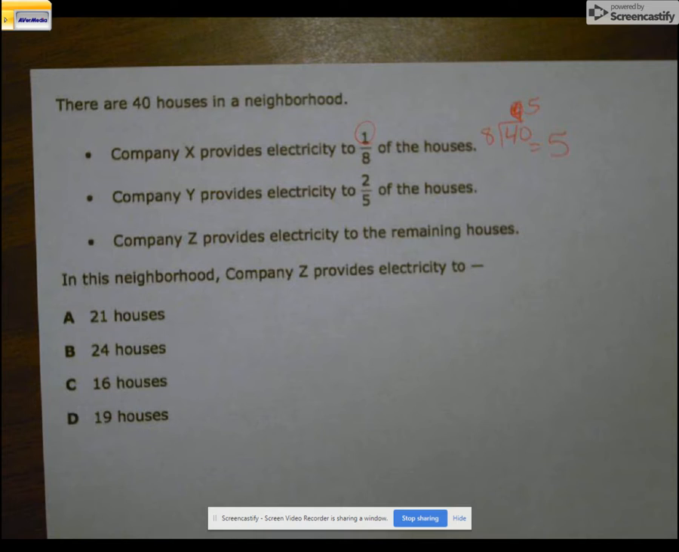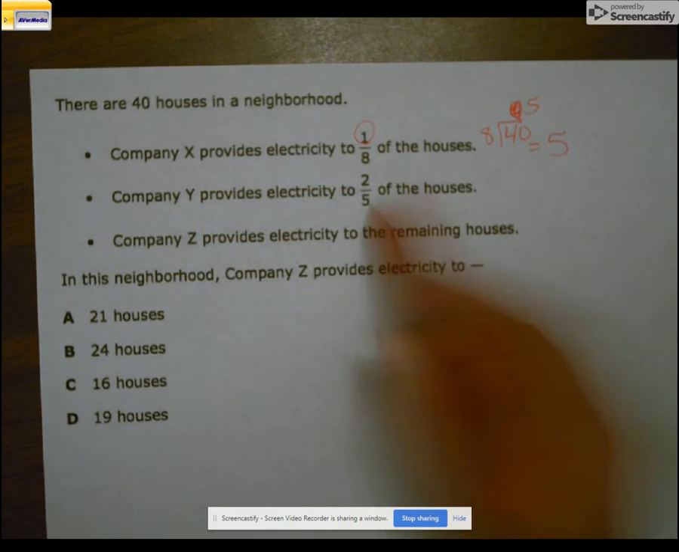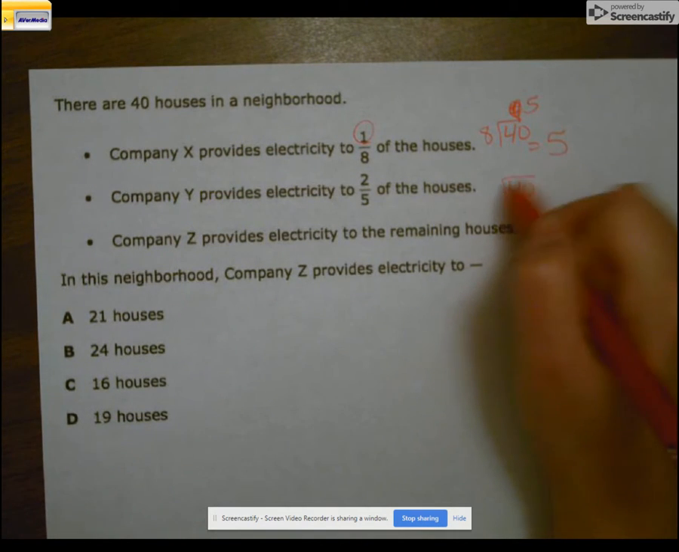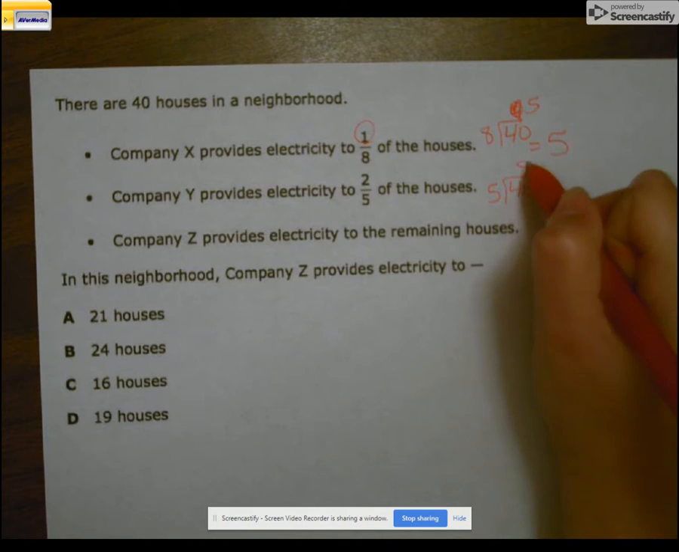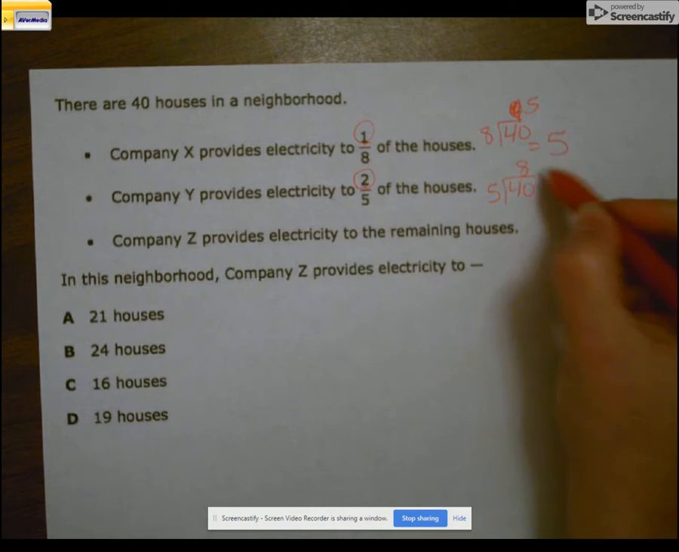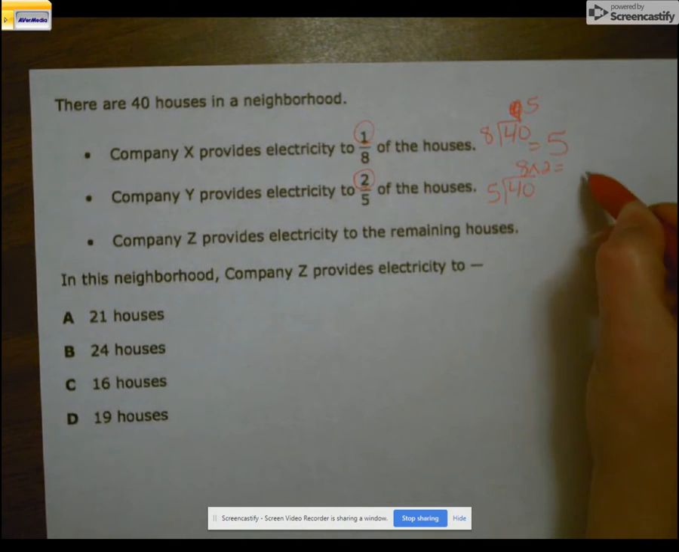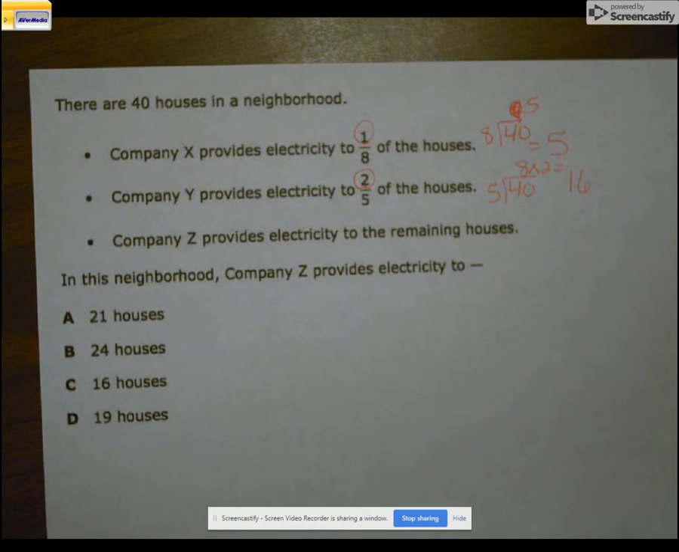Company Y, splitting it into 5 pieces. So 40 divided by 5, which is 8. But then I want 2 sections of that. So 2 times 8 is 16.